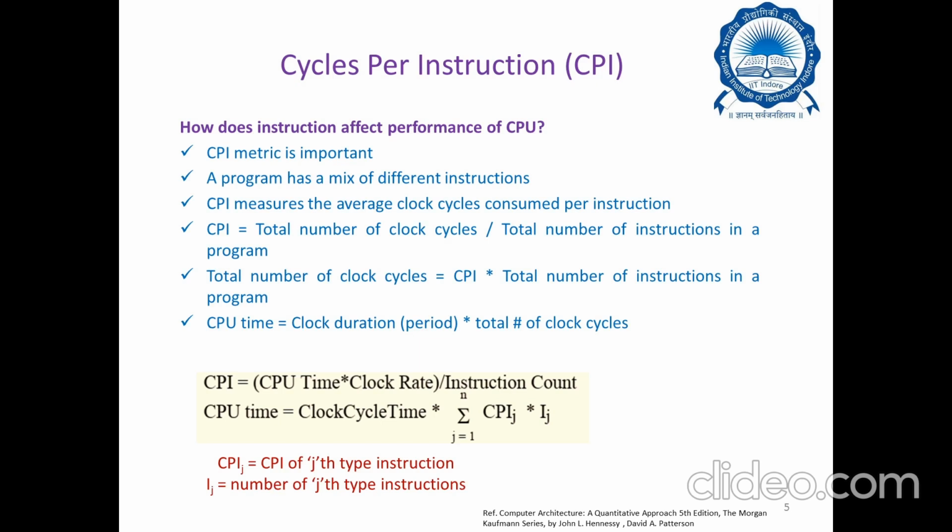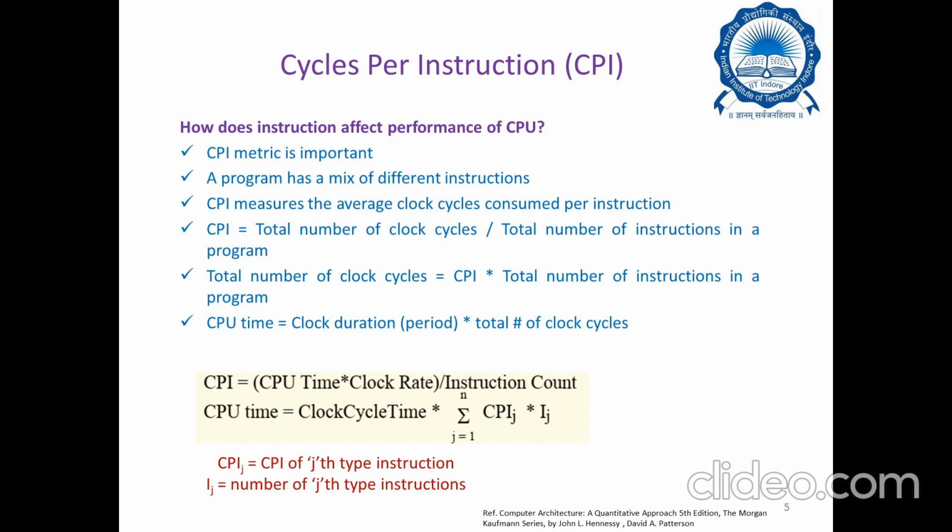CPI can also be written as CPU time multiplied by the clock rate. Clock rate is nothing but the clock frequency here, divided by the instruction count. So CPU time times clock rate gives you the total number of clock cycles, right? Because CPU time is in seconds and clock rate is cycles per second. So the numerator gives you the total number of clock cycles, divided by the total instruction count. That gives you the average CPI, clock cycles per instruction.